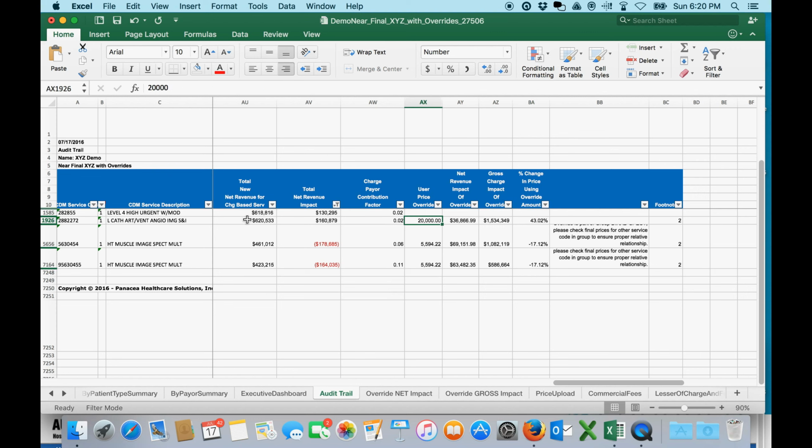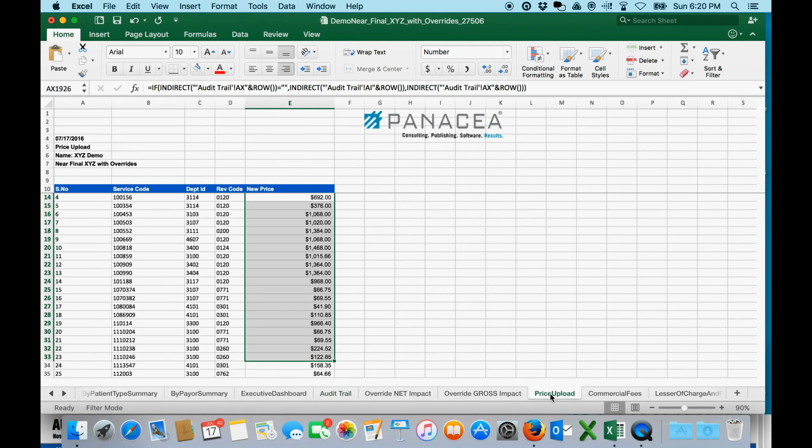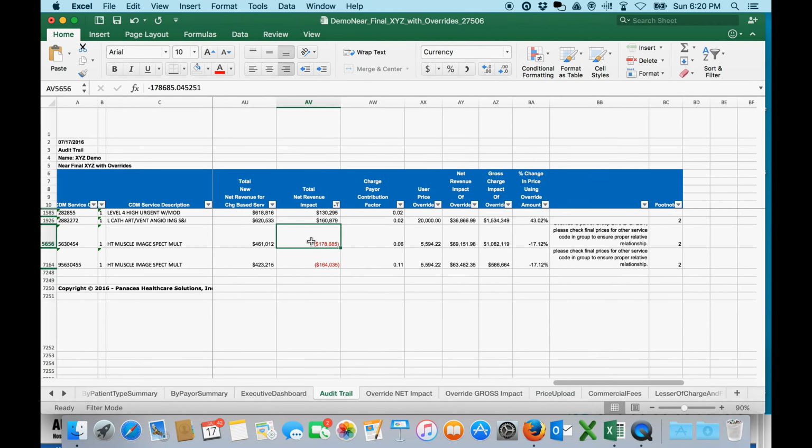Now, the nice thing about this is right within the worksheet, the client could decide to do an override, which I did here of $20,000, and we would pick up an additional $36,000. This $20,000 user override, which you make directly on the worksheet, would automatically update this price upload report. So you could still make overrides in the worksheet and give this upload report to the IT people to load up into your charge master. Let's take a look at some of the decreases.